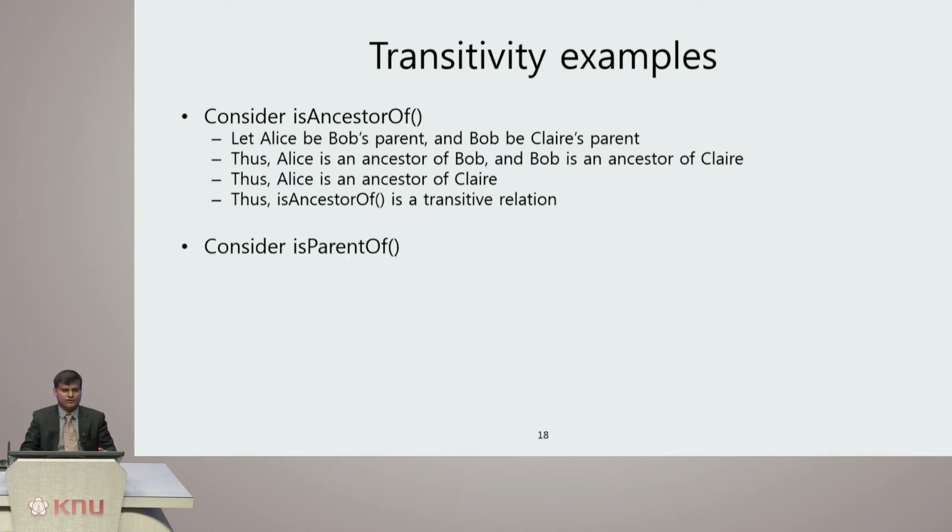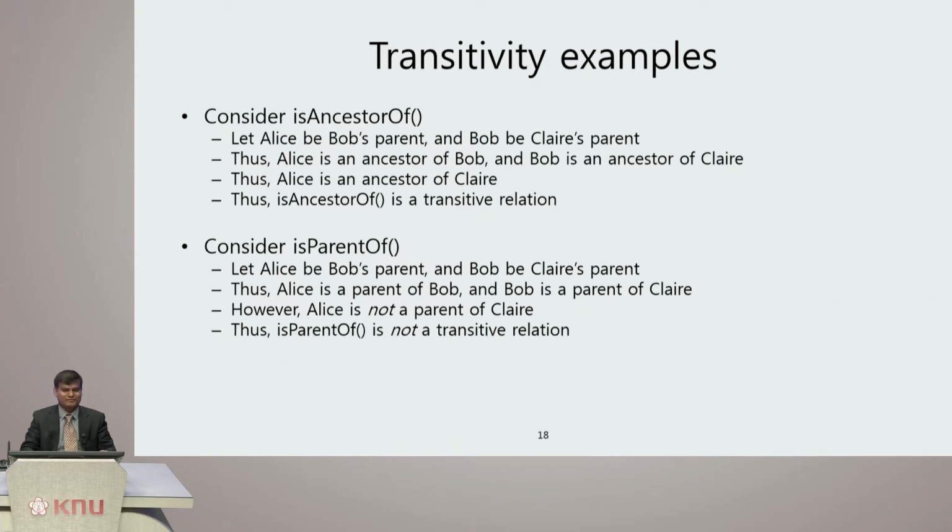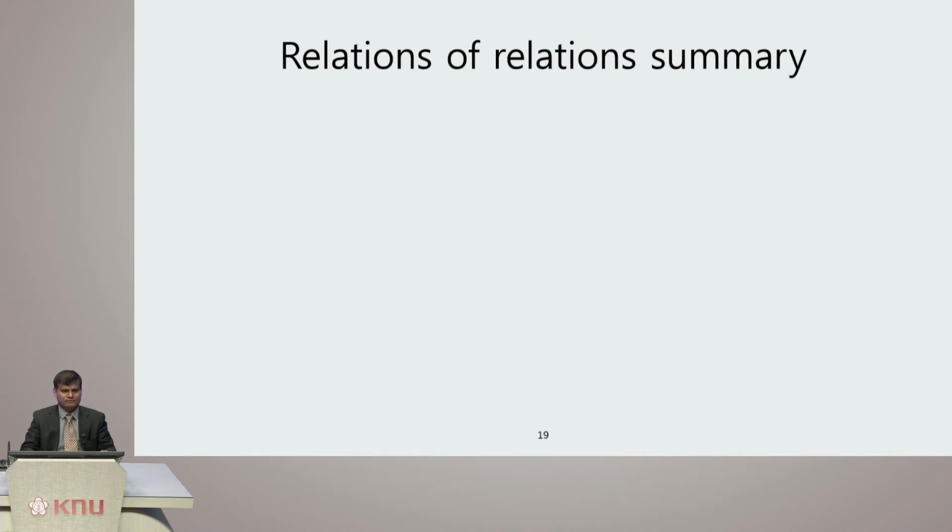Now for the is-parent-of function, let's say Alice is Bob's parent and Bob is Claire's parent. Therefore Alice is not a parent of Claire. Alice is an ancestor but not a parent. So the function is-parent-of is not a transitive relation.